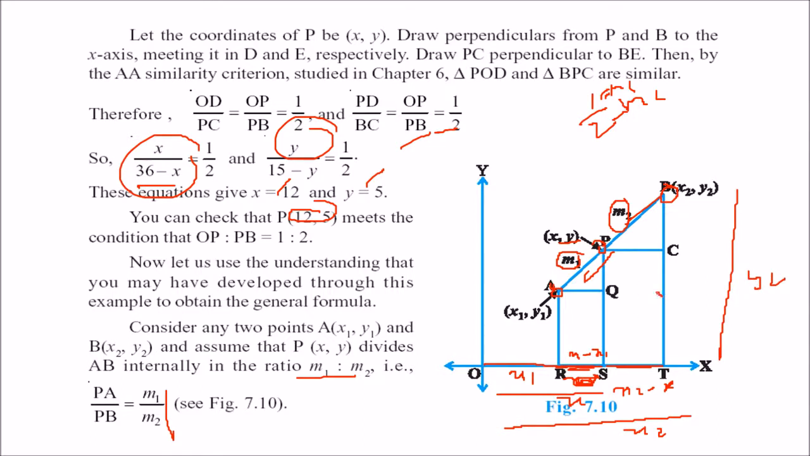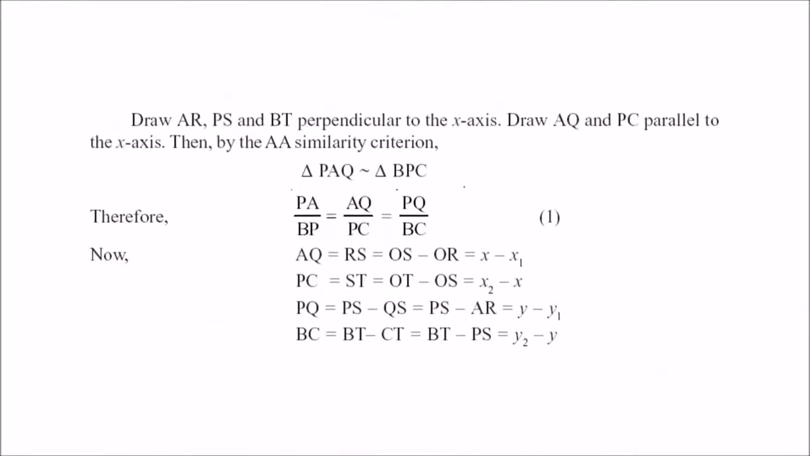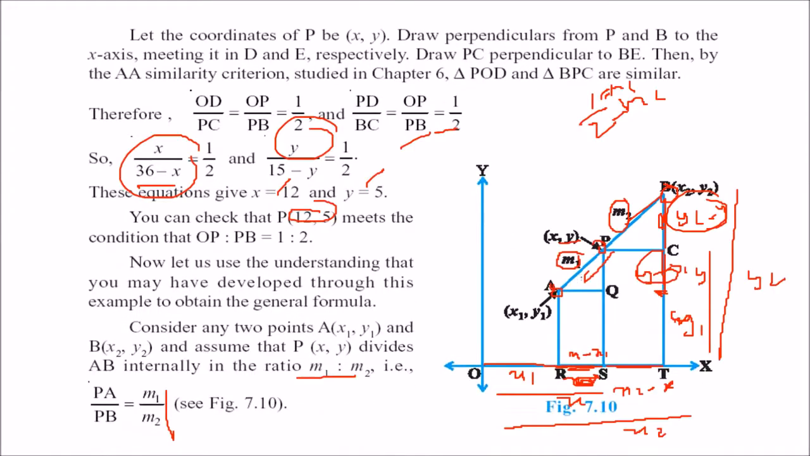This is from here to here it is Y1, and from here to here it is Y. So what is this distance? Y minus Y1. What is this distance? Y2 minus Y. Okay, you got this? Now again with the similarity, because these two triangles, this one and this one, are similar because these angles are common, because these are parallel lines and these are 90 degrees. By AA similarity, these two are similar.